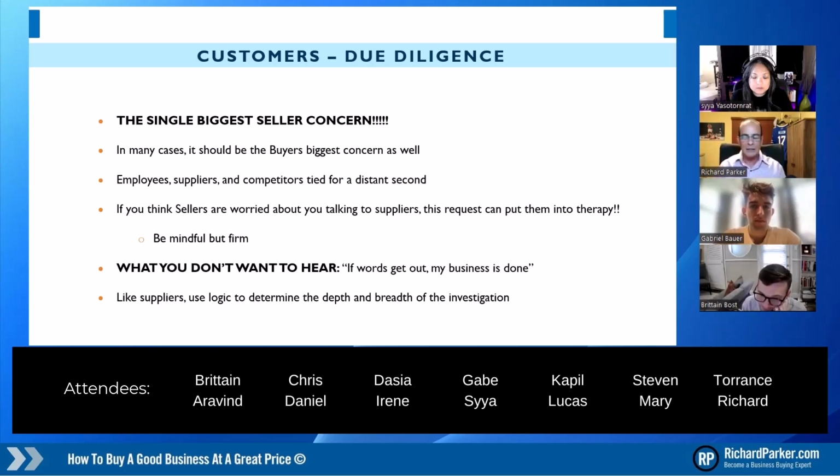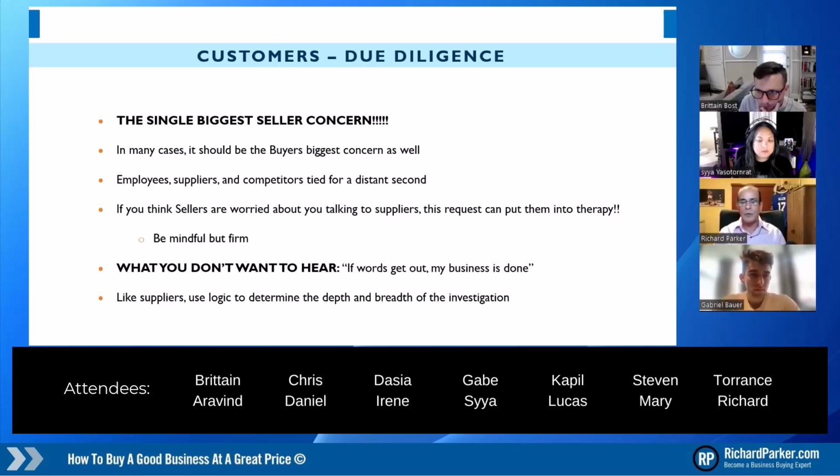Compare and contrast that if we were selling a product to Walmart, for example, and Walmart was our biggest customer. Well, you as the buyer want to speak to the Walmart buyer. So understand, in some cases it's not even necessary. In other cases, it's critically important. But if you need to speak to the customers, again, be mindful of their concerns, but you've got to be firm.